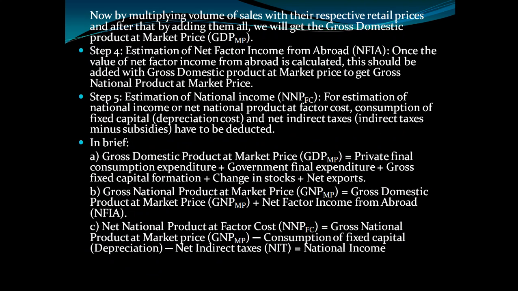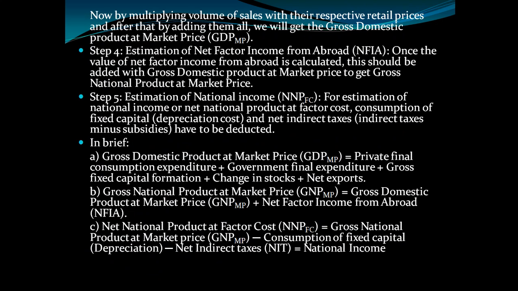For estimation of national income or net national product at factor cost, consumption of fixed capital, that is depreciation cost, and net indirect taxes, or indirect taxes minus subsidies, have to be deducted. In brief, GDP at market price is the addition of private final consumption expenditure, government final consumption expenditure, gross fixed capital formation, change in stocks and net exports. That is the GDP at market price.